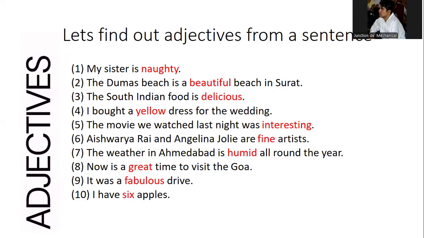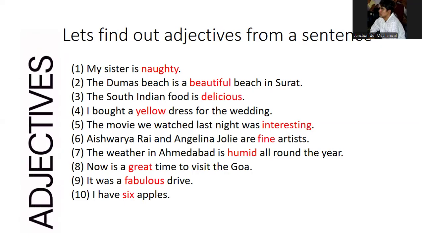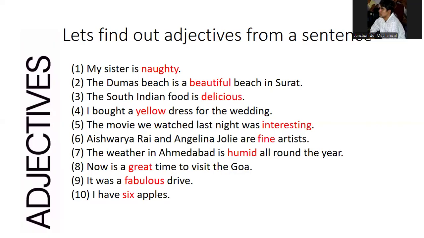I have 6 apples. If I say I have apples, you won't be able to judge how many apples, what kind of apples. But since I've added a word 6 over here, now the person who is going to hear this, he or she will be able to come to know that, okay, there are 6 apples. So 6 is an adjective.